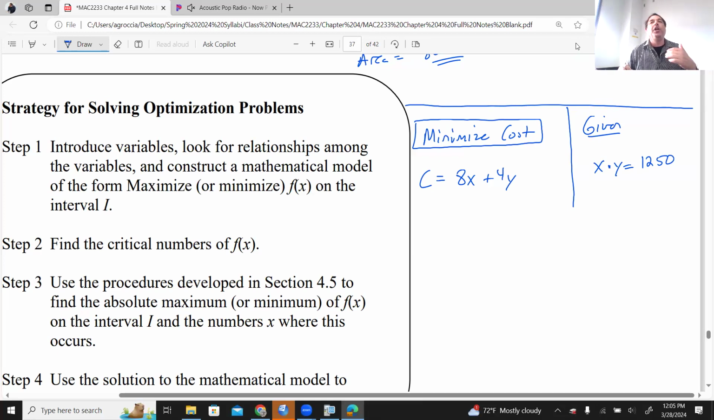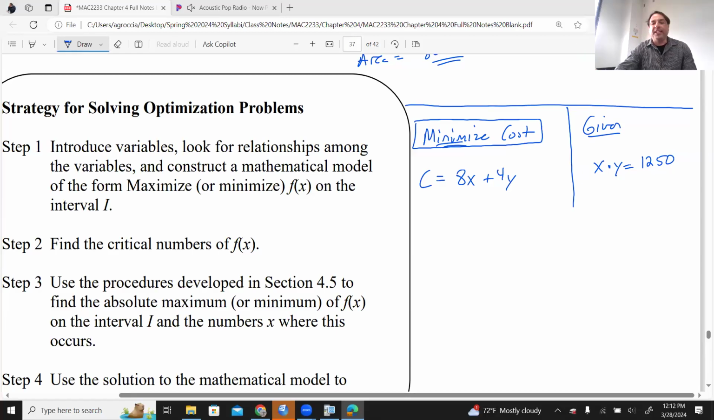You've got what you want to minimize, and you've got the given. Your job is to minimize cost, which that clue word means stationary, singular, endpoints. But now you're on your own. I'm not helping you set up. Find x, find y, and find cost.